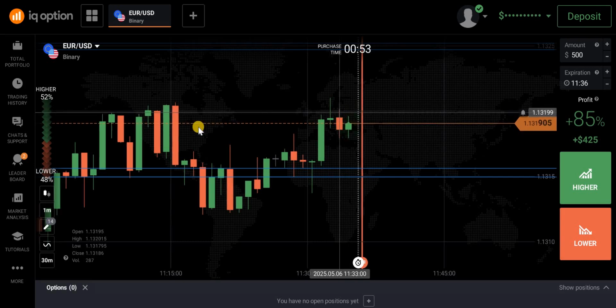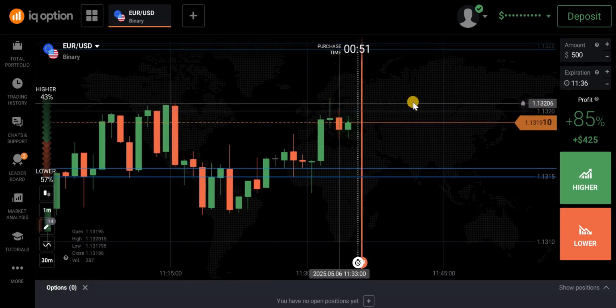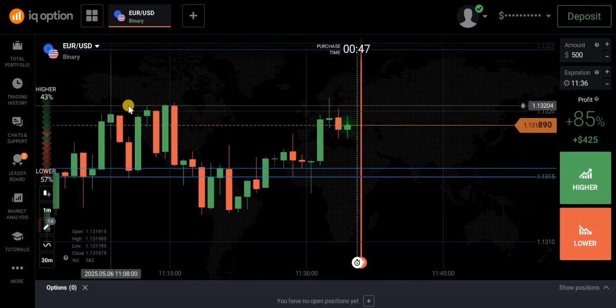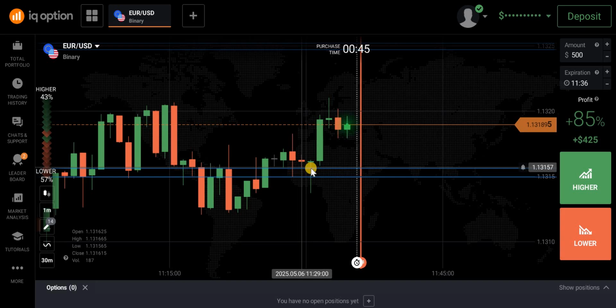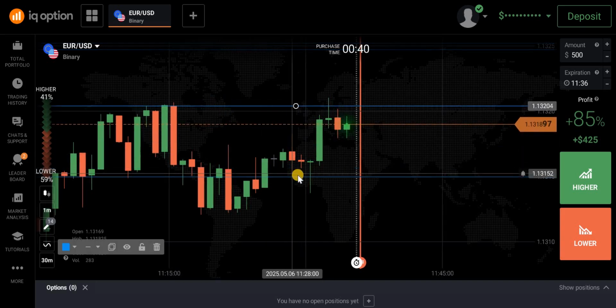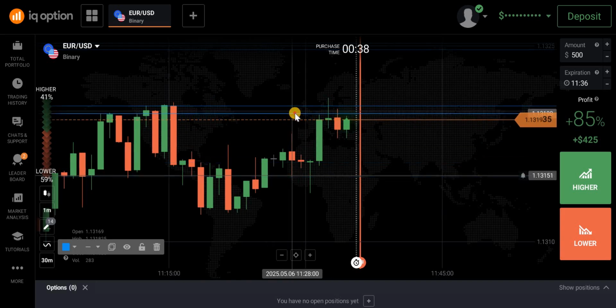Why did this candle go down? Look at the round number here. Look at the resistance level that has been formed in the past here. You can see it. Look at the round number here.